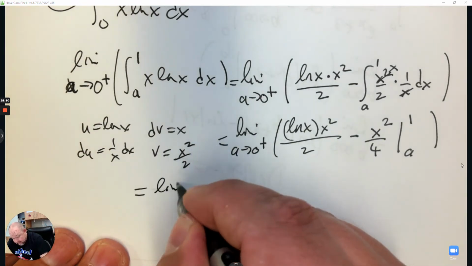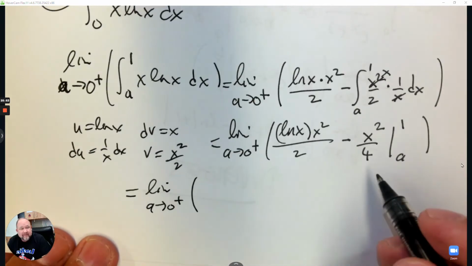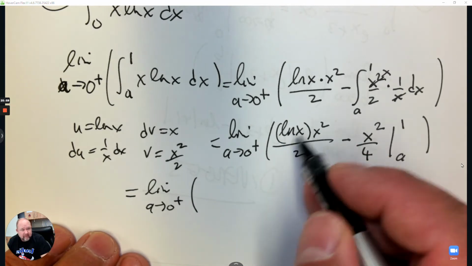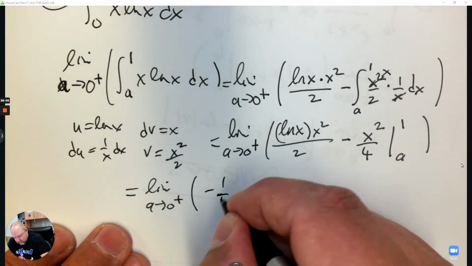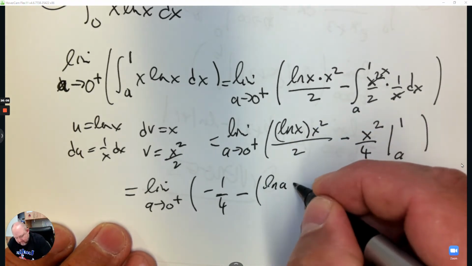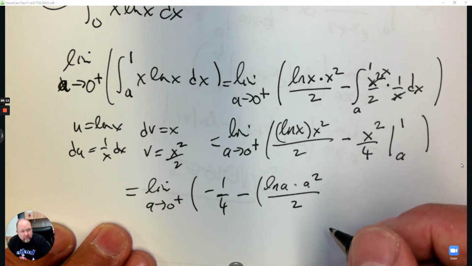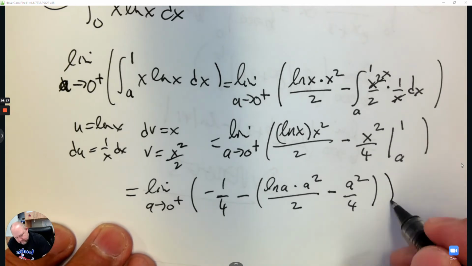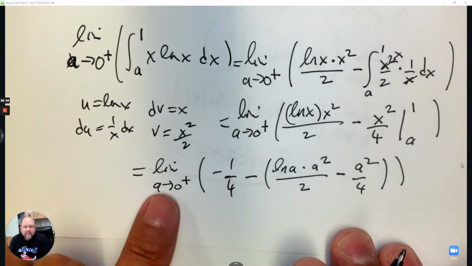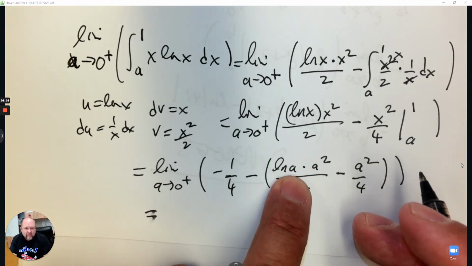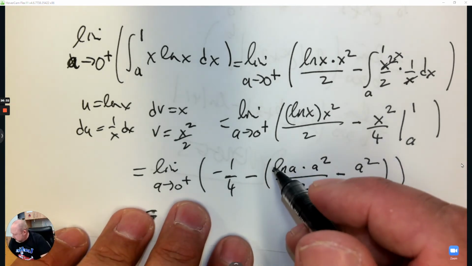Next, keep the limit notation as a approaches 0 from the right. We're going to first plug in 1. So ln 1 is 0, so 0 divided by 2, that's 0. So I have negative 1/4. Subtract, use parentheses. We're going to plug in a. So we have ln a times a squared over 2 minus a squared over 4. So what's the limit? And again, the right and left only if it's undefined. So the right end behavior here, this is getting closer and closer to, this diverges, right? Number 16? No.